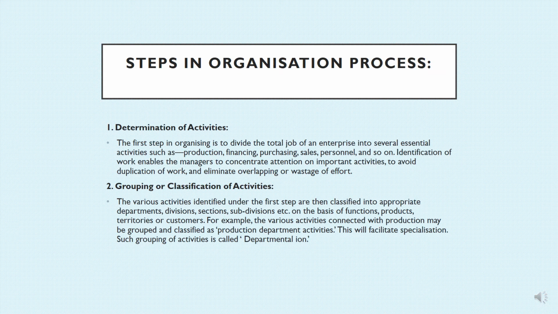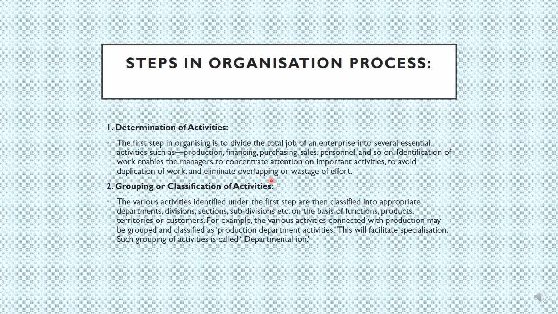It is the first step in organizing, where you would divide the total job of an enterprise into several essential activities. Something like, we are going to do production, we are going to do financing, purchasing, sales, personnel, marketing, and so on. Then, identification of work enables the managers to concentrate attention on these important activities and to avoid duplication of work and eliminate overlapping or wastage of effort. So, there would be no wastage of efforts once the things are categorically determined and bifurcated.